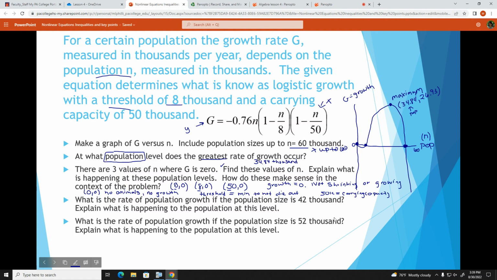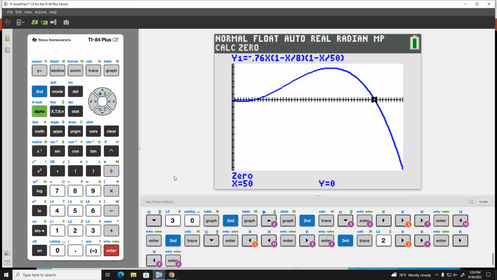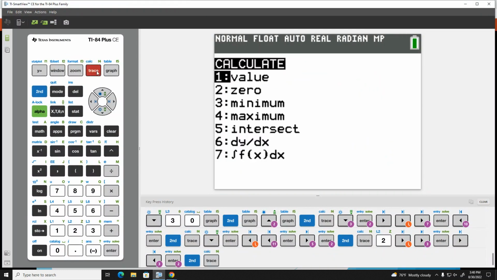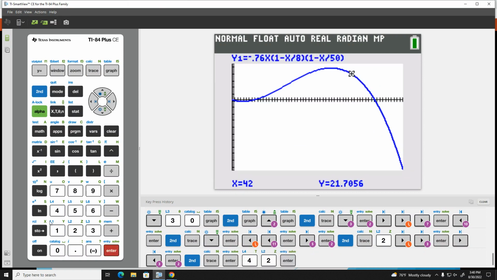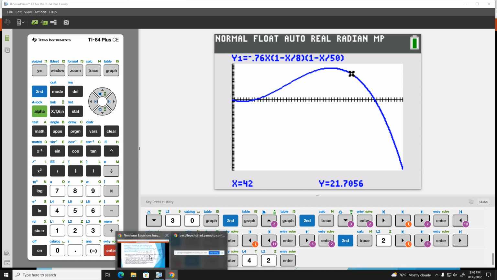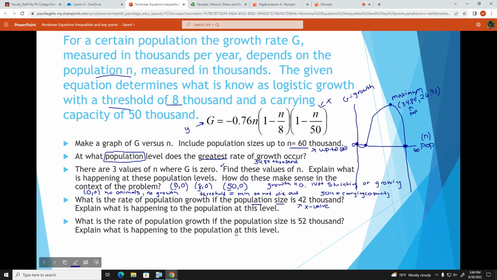Next question. What is the rate of population growth if the population size is 42,000? Well, this says population size, so I know that this is an X value. And that's helpful because I can find that on my calculator very easily. So on my calculator, I'm going to go second, trace, and enter for option 1 value at 42. And I get 21.706 if I round off. So at 21.706, the growth is 21.706. Well, what does that mean?